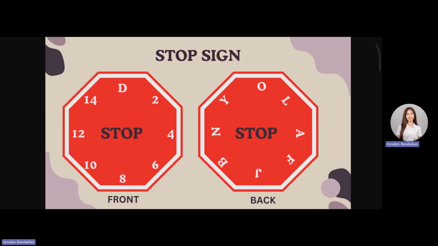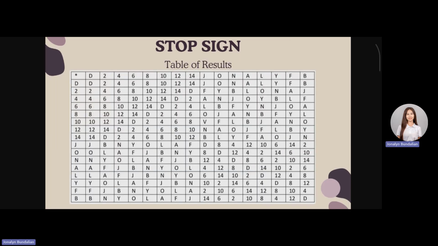So here is the stop sign figure, viewed from both the back and front. This figure was used to demonstrate each transformation, helping us understand how the symmetries operate in physical space. So this is the first version of our table of results. It lists the outcome of combining any two transformations from the set. This table is crucial for checking the properties of a group.